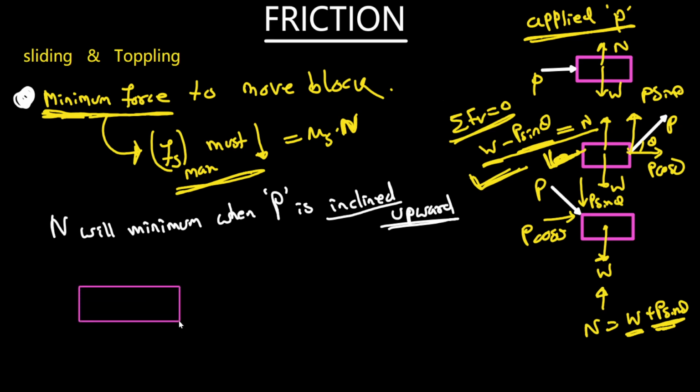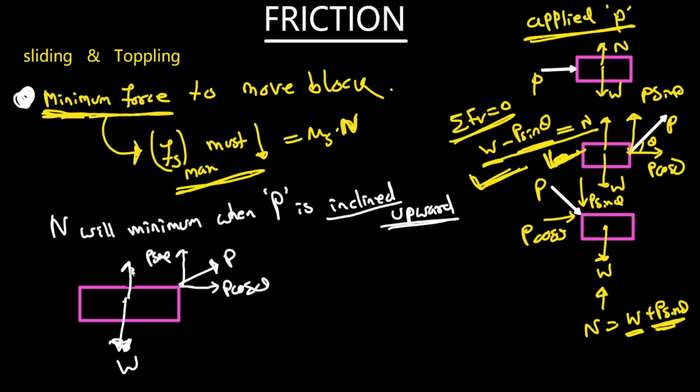This is the block. In this block I apply the force P. Here is the P cos theta, and P sin theta. Over here you got P cos theta. Here is W, the weight. You got normal reaction. Again you got friction.